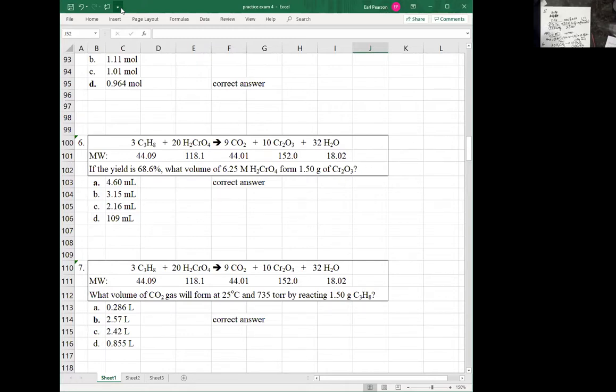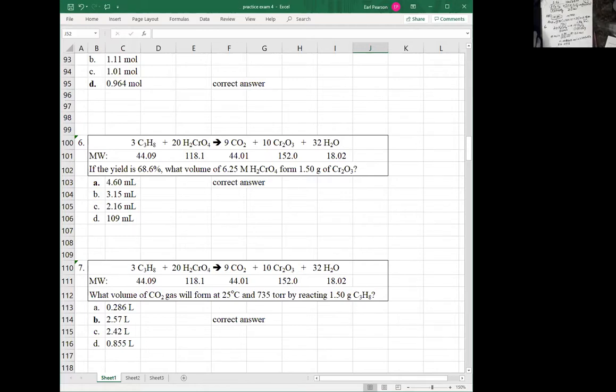And the molarity for number 6 is 6.25 molar. So if I take the number I've got on my screen and divide it by 6.25, I'm coming out with volume is 0.0015.